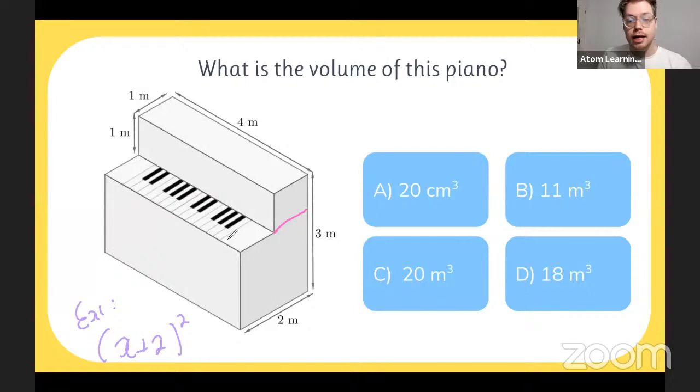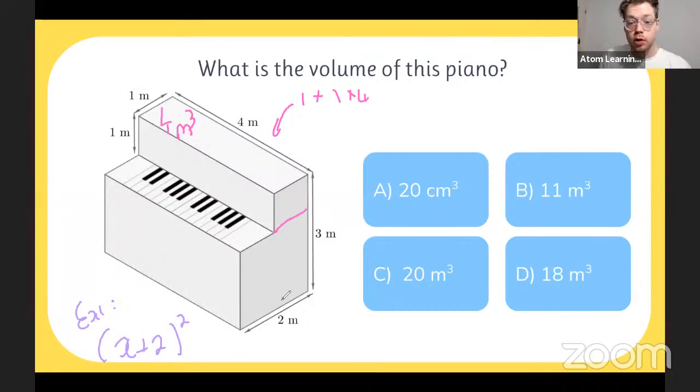So I'm going to break this down into two cuboids. My top one is 1 by 1 by 4. So I know that this is going to be 4 meters cubed in volume. How did I do that? All I did was 1 times 1 times 4, which are the length, width, and height of that cuboid.